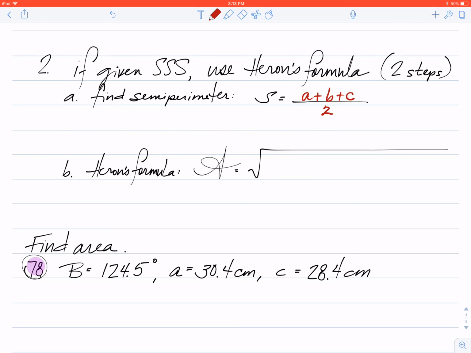Heron's formula uses the semi-perimeter. So you have area, again, that fancy A, is equal to a big old square root. And then inside the square root, you're going to have the semi-perimeter times the quantity semi-perimeter minus A times the quantity semi-perimeter minus B times the quantity semi-perimeter minus C. And this will give you the area of a triangle when you only know the three sides.